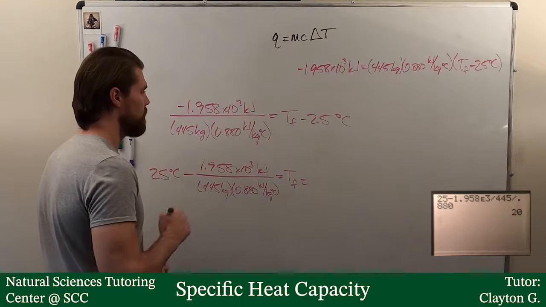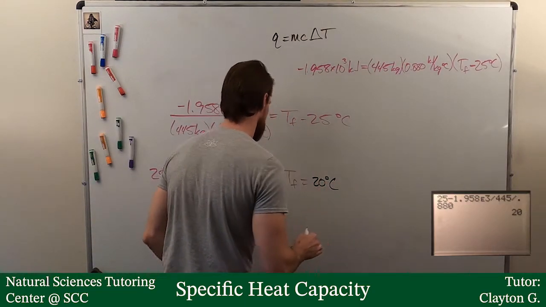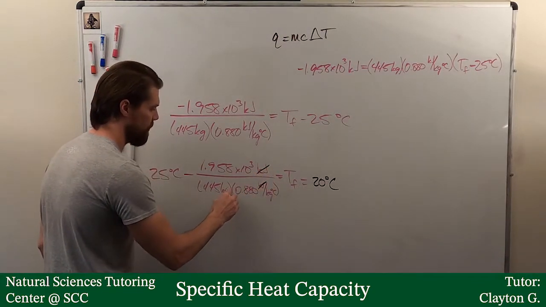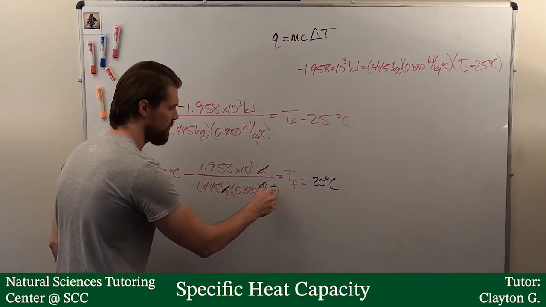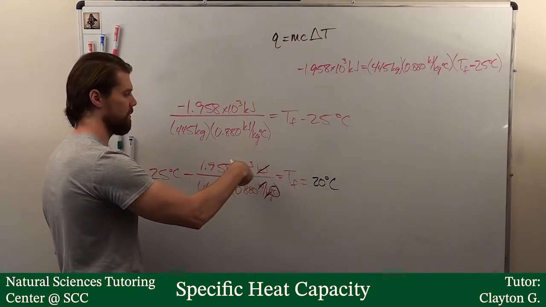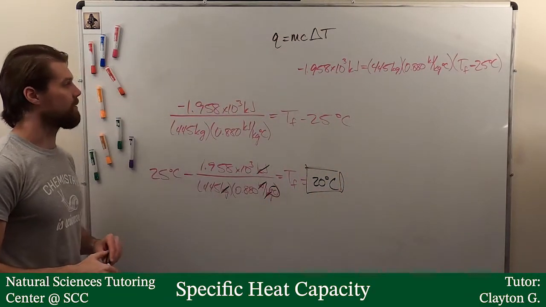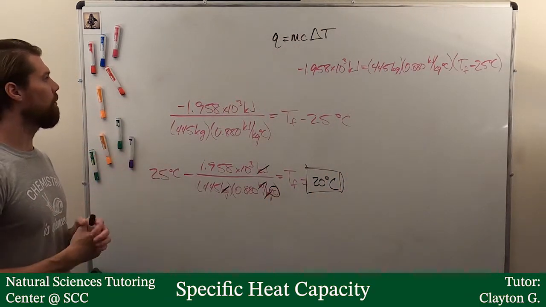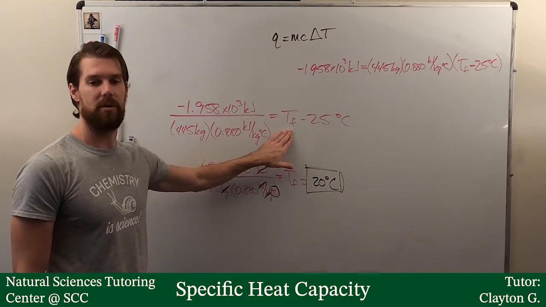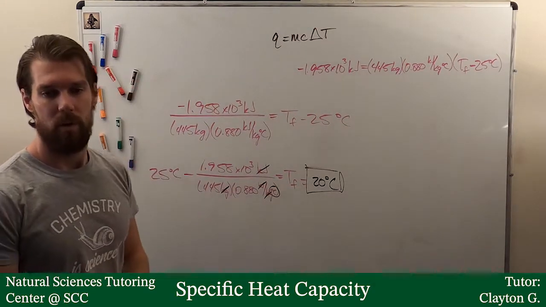So the final temperature is 20 degrees Celsius, and we have kilojoules divided by kilojoules, kilograms divided by kilograms, degrees Celsius, so this is per degree Celsius, reciprocal, and that is our final answer. All right, that is, again, how to solve this one. Ask for the final temperature given the other information. Cool. One more problem.